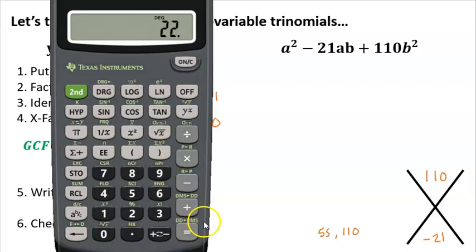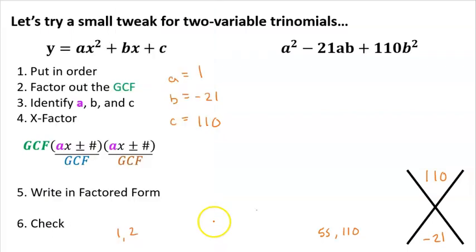Okay, and we get 5 and 22. Still not close enough to give us 21. And if you had to continue using your calculator, that's okay. You should end up with 10 and 11, and then of course there's no factors in between there. And so we've got 10 and 11. Negative 10 minus 11 gives us negative 21.